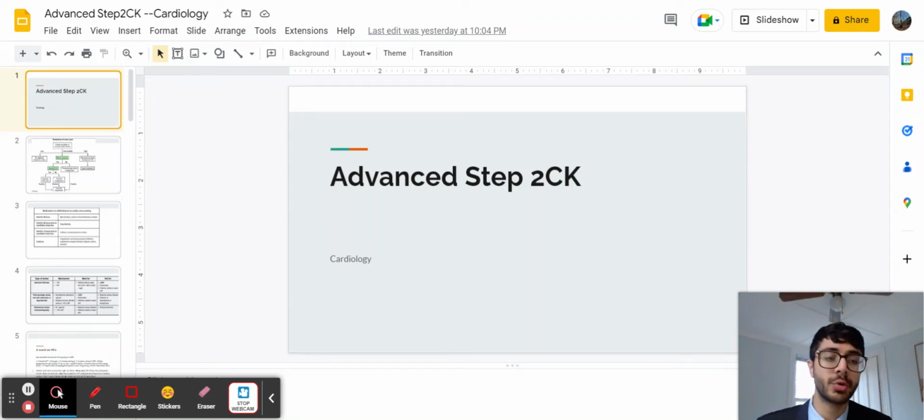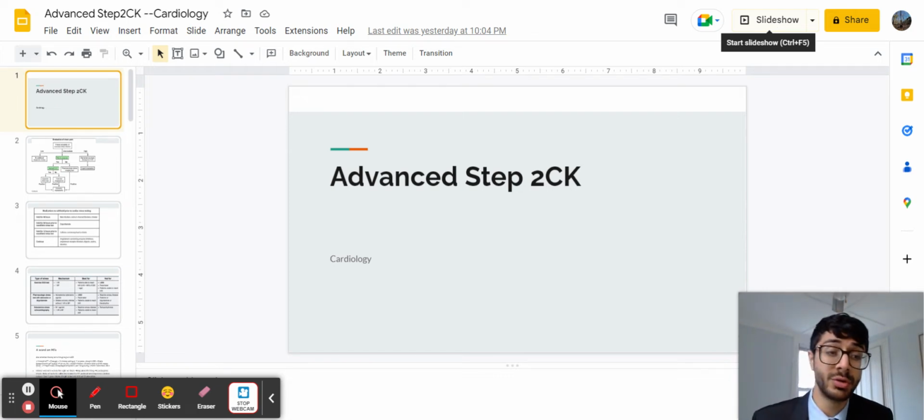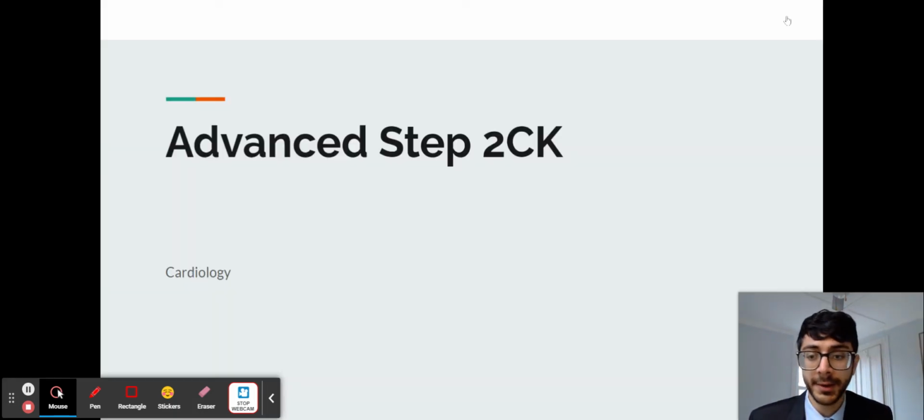But we're going to go through advanced Step 2 CK cardiology. Also, I'm going to include at the end the management of all the bad rhythms. Usually, we're good at recognizing EKGs, but we're not really sure about what to do, and there's not one place that tells you what to do with all the different rhythms. So we're going to do that in the end. I'm just going to go through everything very quickly.